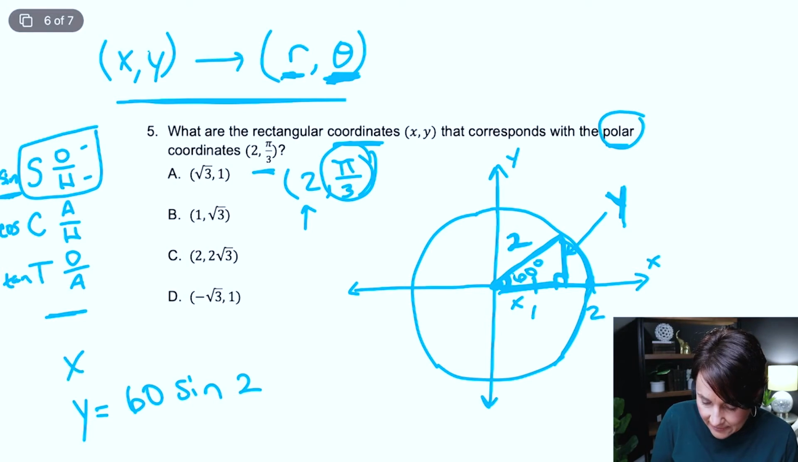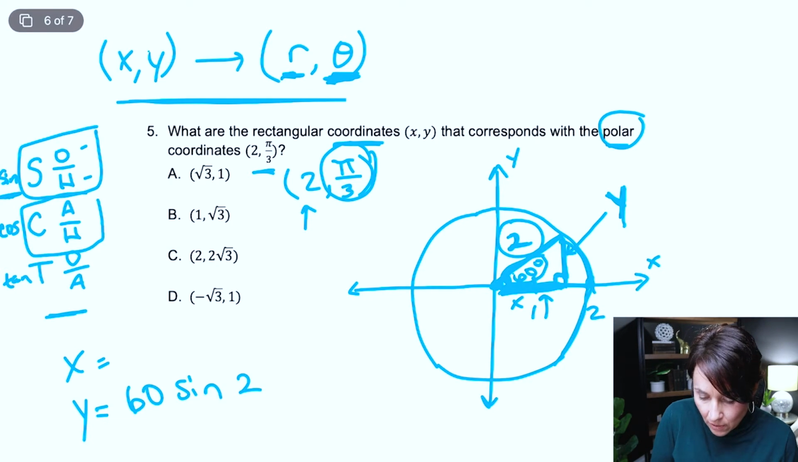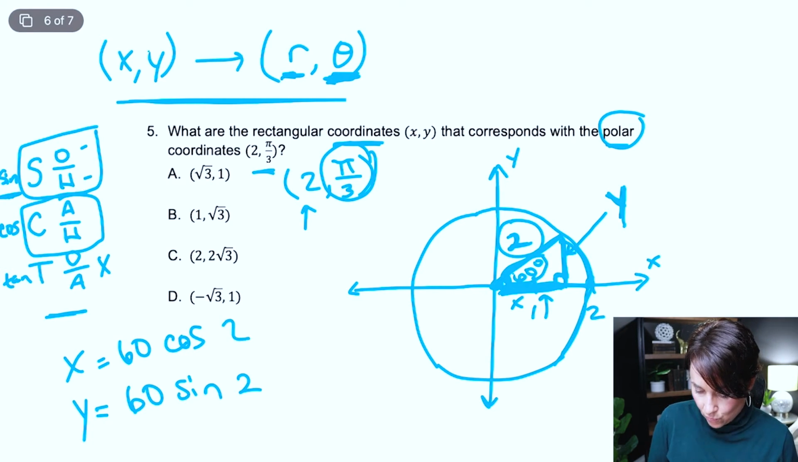Now for my x, I'm looking for this right here. This is adjacent to theta, because this is theta here, 60 degrees. So this right here is my adjacent side. I'm looking for adjacent, and I have my hypotenuse too. So I'm going to use cosine for x. I'm not going to use tangent. I don't need tangent here. So for x, I'm going to have 2 cosine 60.